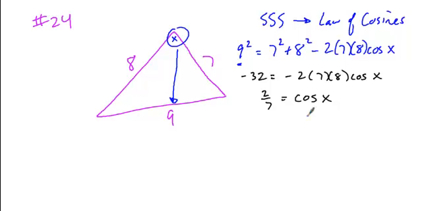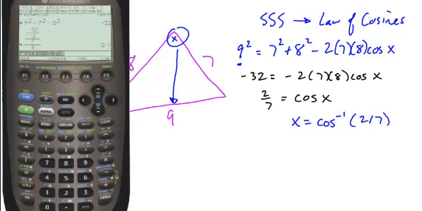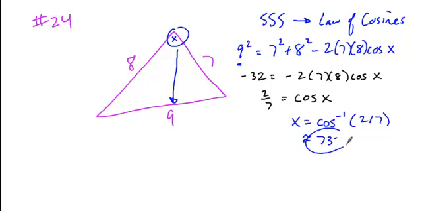And so now, to find x, I'm going to take the inverse cosine of that ratio, 2/7. So the inverse cosine of 2/7, I'll enter a decimal so my answer is displayed as a decimal, and I get approximately 73 degrees. And so that is my largest angle.